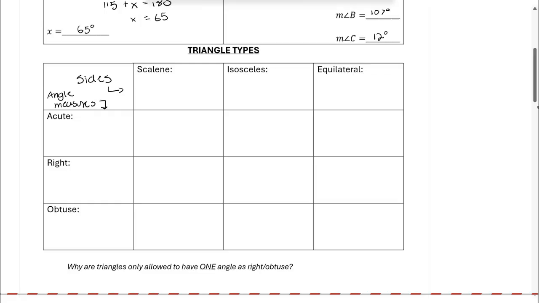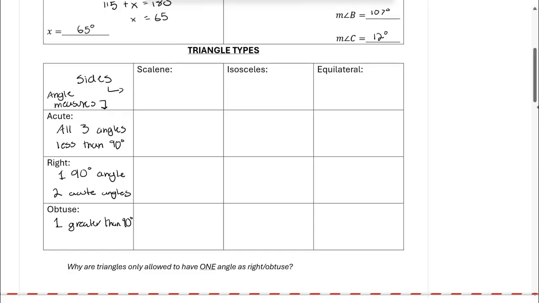of the triangles. So an acute triangle, all three angles are less than 90 degrees. For a right triangle, one angle is going to be 90 degrees, one 90-degree angle, and it's going to have two acute angles. An obtuse triangle is going to have one angle greater than 90 degrees and two acute angles.